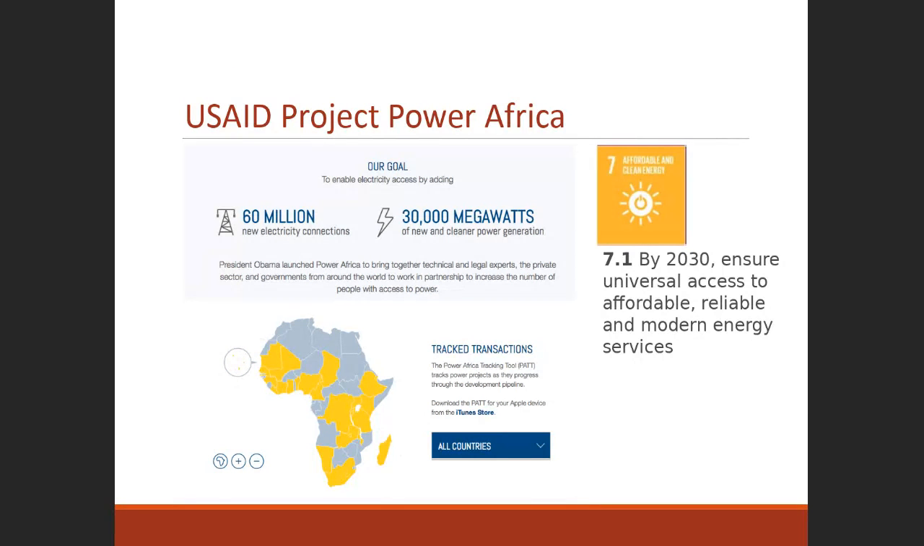So let's take a quick look at energy. So if you remember, SDG 7 is clean and affordable energy. One of the challenges for Africa has been a lack of electricity. Remember, one of the challenges that I mentioned just a few minutes ago was the lack of infrastructure, not just roads and bridges, but also electrical systems.